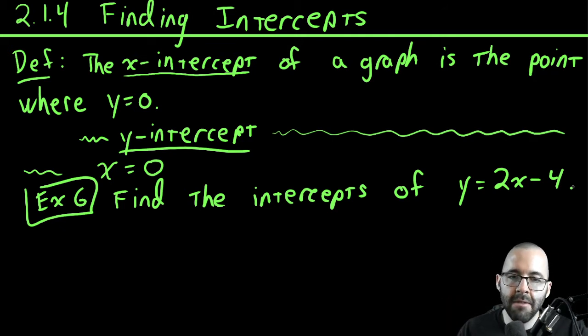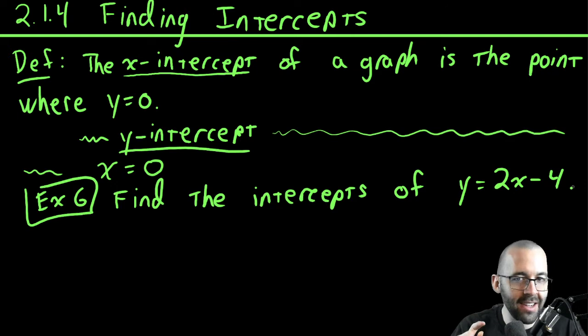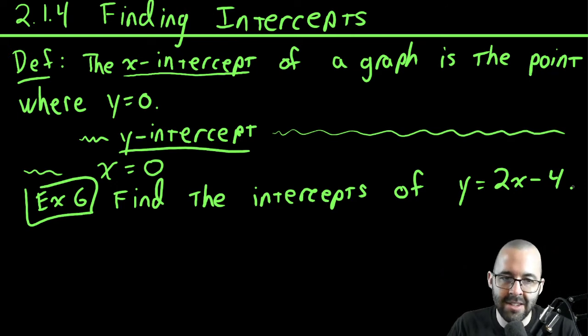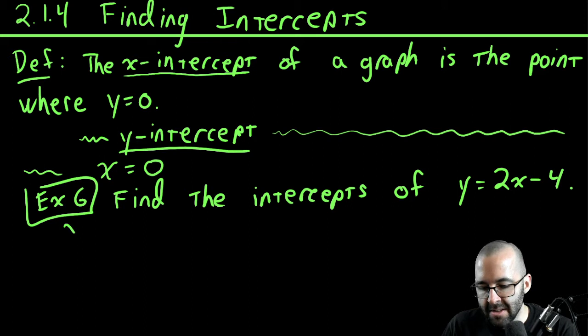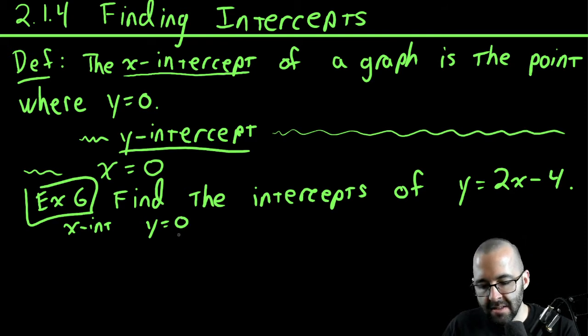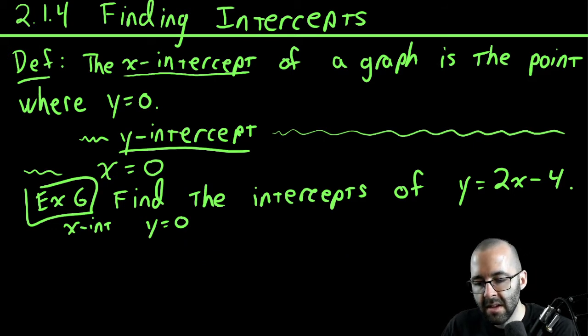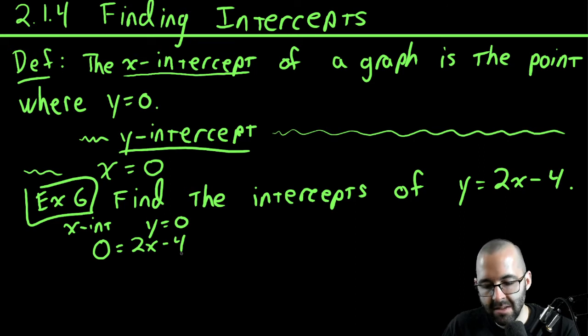So again, if you're comfortable and familiar with slope-intercept form, you might immediately be able to say, aha, the y-intercept is -4. And you would be right. But if you didn't remember that, here's how you do it. So the x-intercept, let's start with that. The x-intercept is when y is equal to 0. So just replace y with 0, and we get 0 equals 2x minus 4. Then you should be able to solve this equation for x.